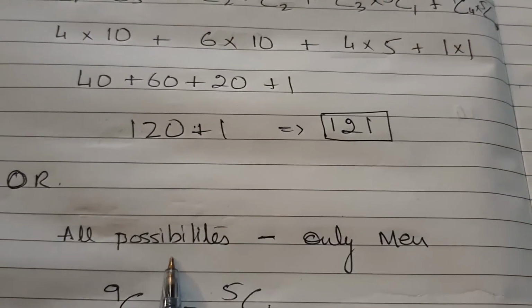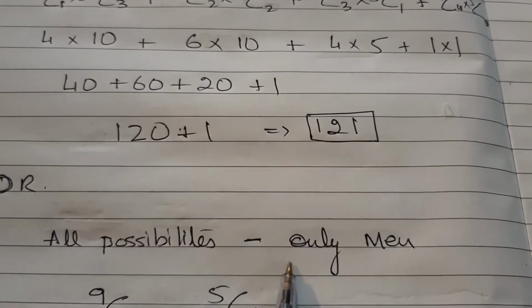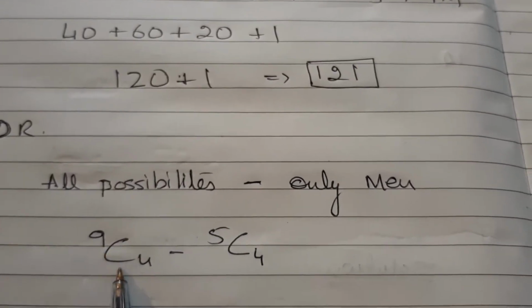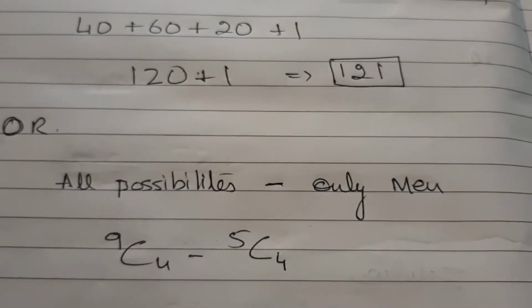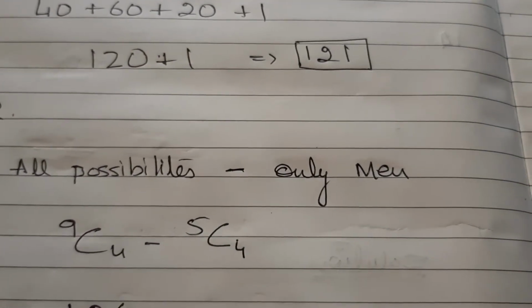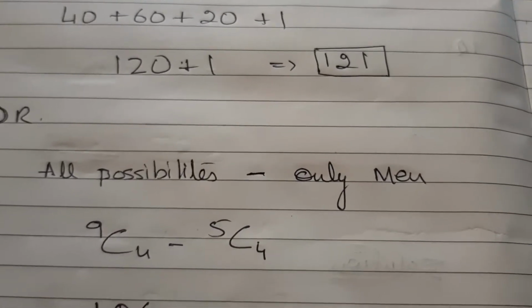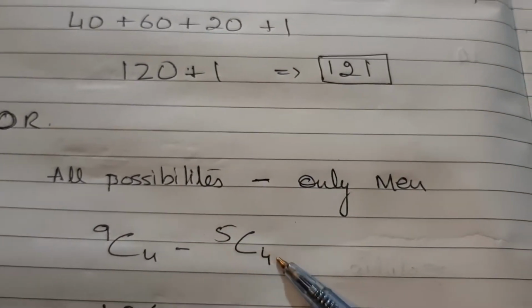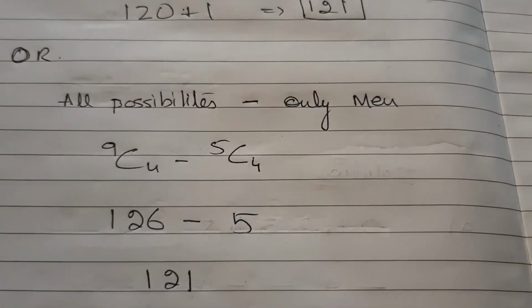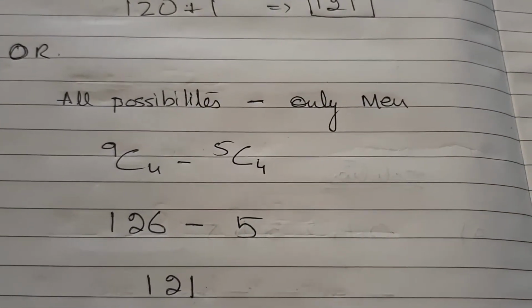Let's see. All possibilities minus committee of only men. So all possibilities is 9C4 because 4 women and 5 men are total 9, and from 9 we have to select 4, and minus only men. So answer will be 121. So this is a shortcut or shorter way to solve it.